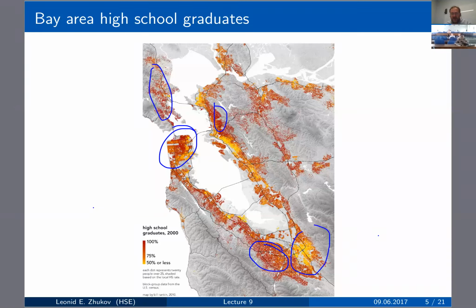So what you realize again, this is high school graduates: the percentage of the young population who are high school graduates versus never finished high school. And you also realize that there are enclaves of students who never actually finished high school. And again, notice that they all live together. They live next to each other.